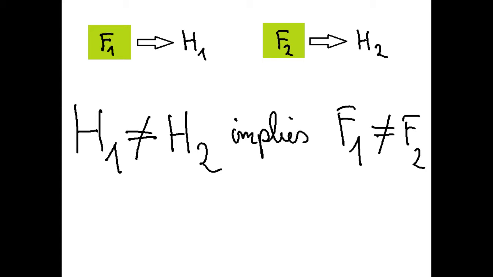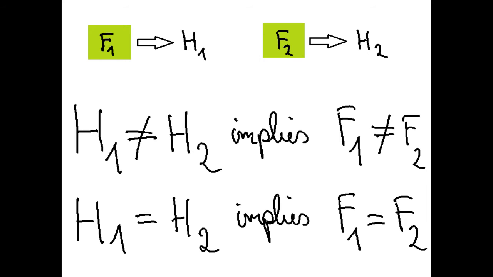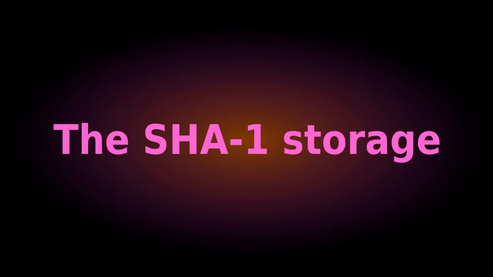If the two hex40 values H1 and H2 are different, then the files F1 and F2 are different too. And if H1 and H2 are equal, then the files F1 and F2 are also equal.